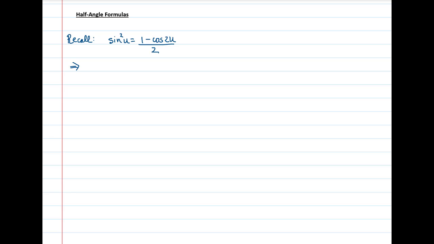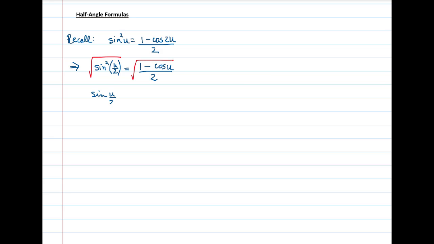So recall what we just finished doing. Sine squared of u is equal to 1 minus cosine of 2u over 2. Well, using that identity, what would sine squared of a half angle be? Instead of u, I'm going to replace that with u halves, or 1/2 u, whichever way you want to look at it. So sine squared of u halves, now remember u halves is your angle here, would be equal to 1 minus cosine of double the angle. But what is u halves times 2? Double that will be just u. So that's 1 minus cosine of u over 2.